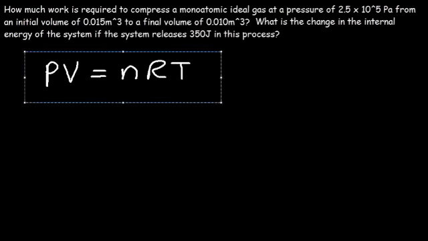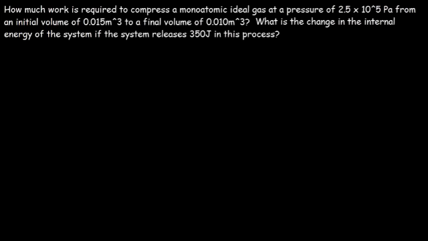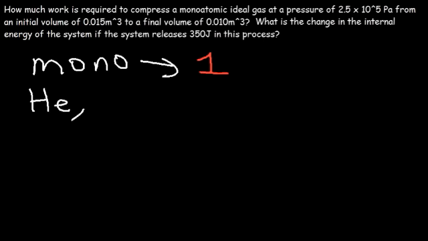Now, what about a monoatomic gas? What is that exactly? The prefix mono means one. A monoatomic gas is a gas that contains molecules that have a single atom. So noble gases such as helium, argon, neon, these are monoatomic gases.